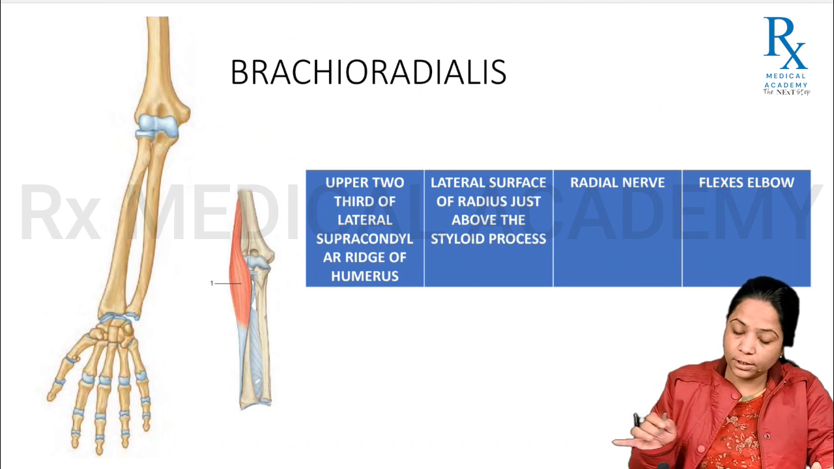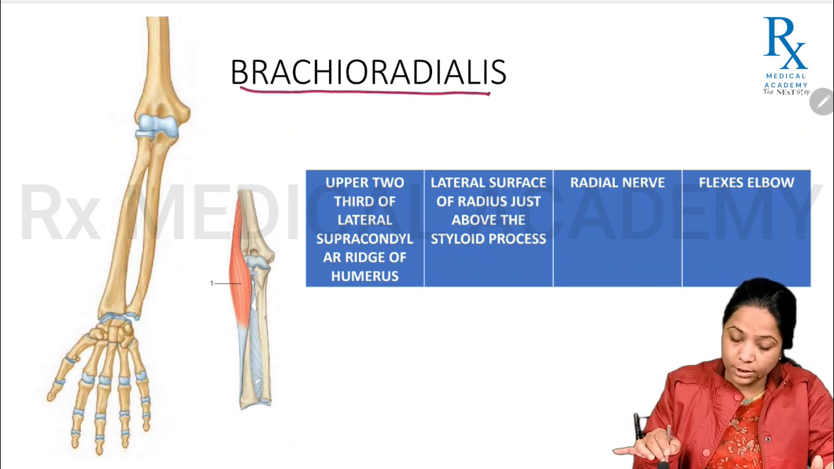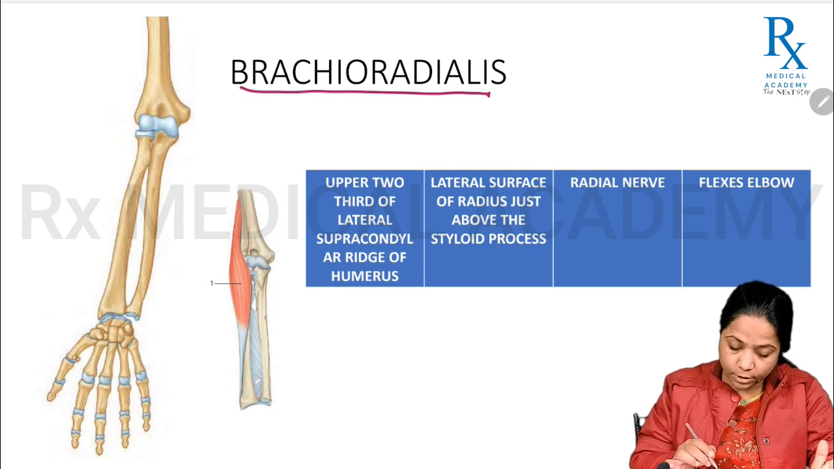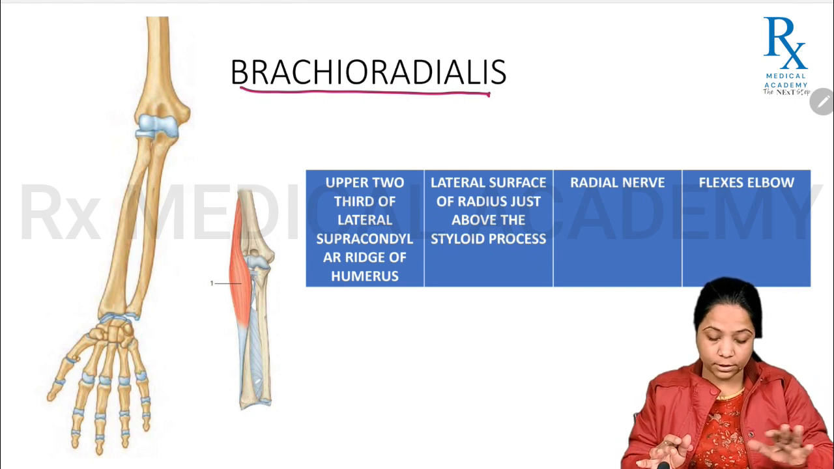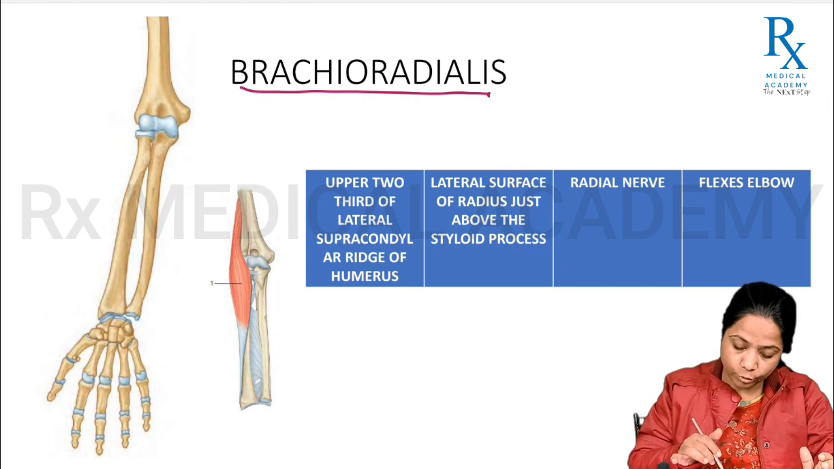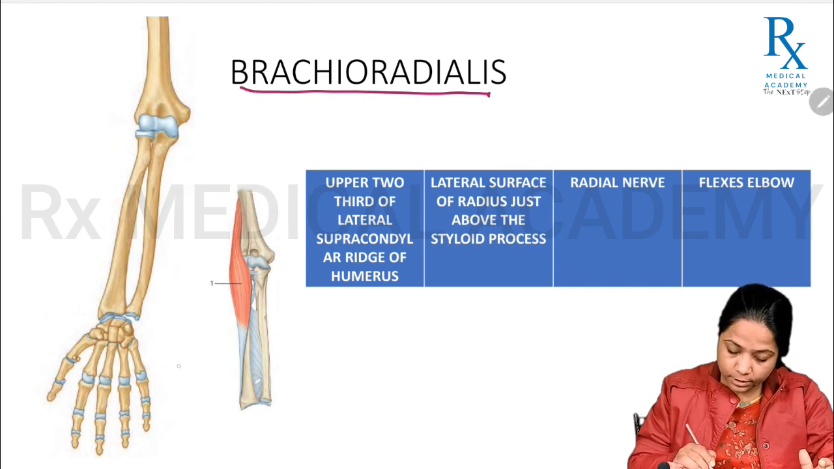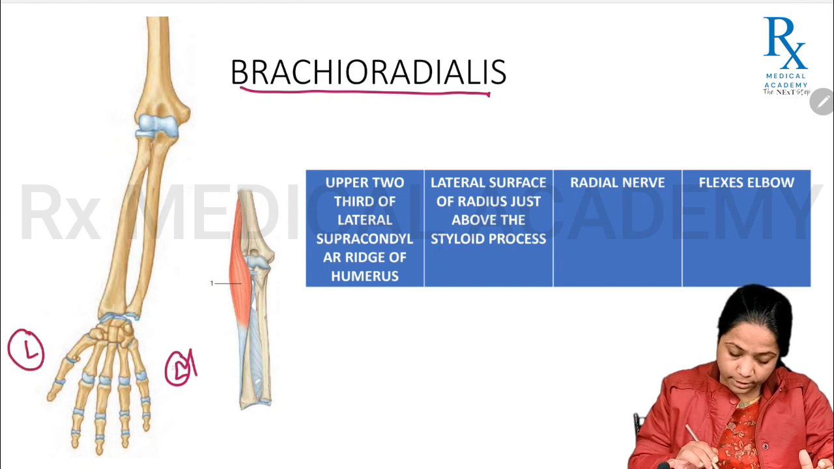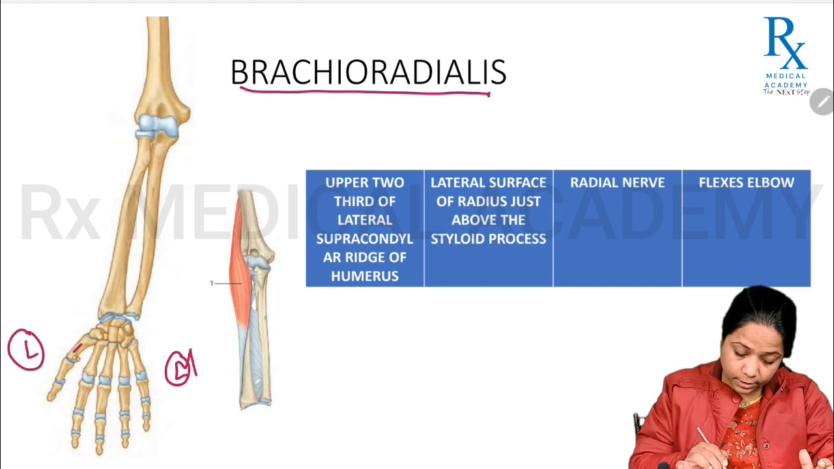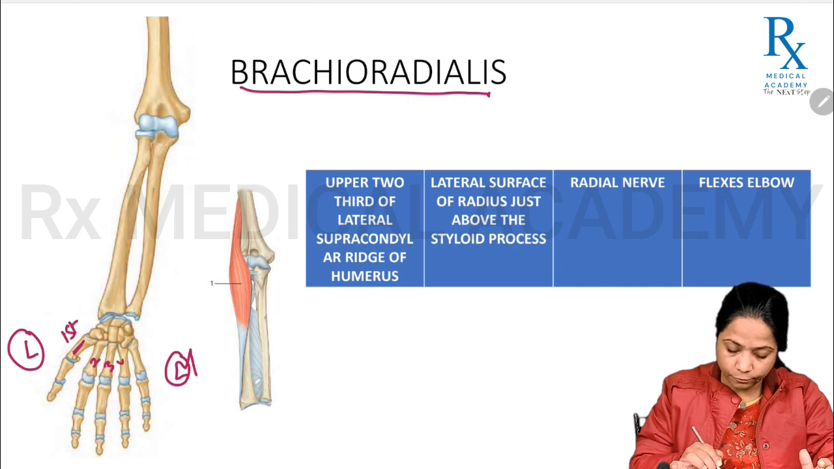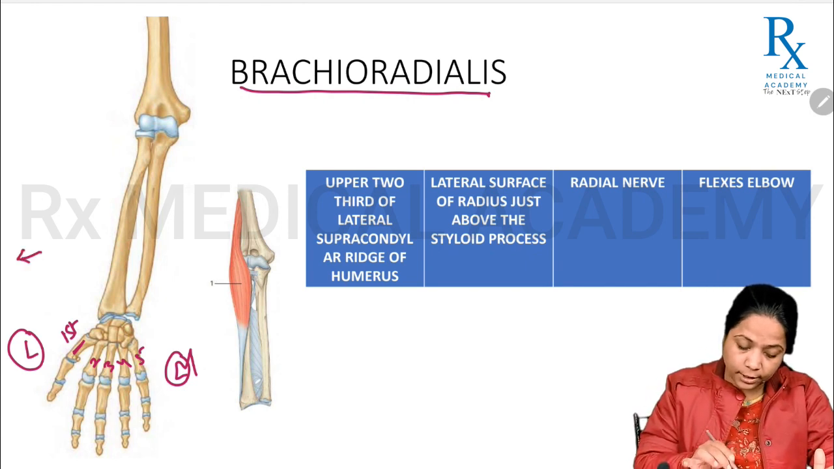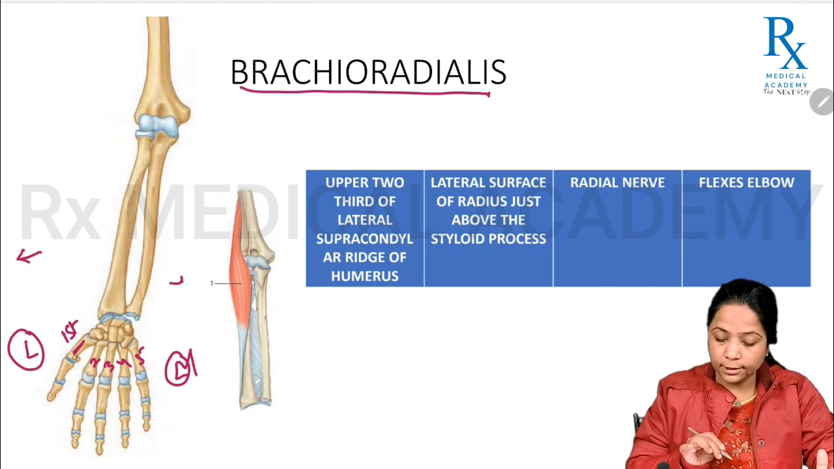First we will see the first muscle, that is brachioradialis. In this diagram, let's have orientation of this joint, the elbow joint and the wrist joint. You can see this is the lateral side, and this is the medial side, because you can see here, this is the first metacarpal, this is the second metacarpal, then third, fourth and fifth metacarpal respectively. So this side is lateral side and this side is medial side.